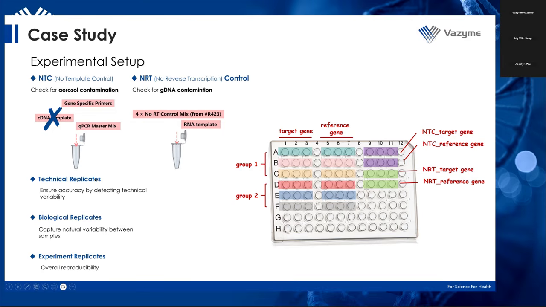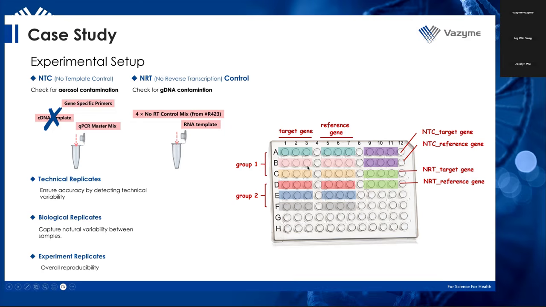Okay. Next, you want to choose your technical route. You want to choose whether you want to do absolute or relative quantification. And then next is the technical replicate. This one is where you do 3 replicates. And then biological replicates, where you do more than one group basically, and then experimental replicates, for overall reproducibility.